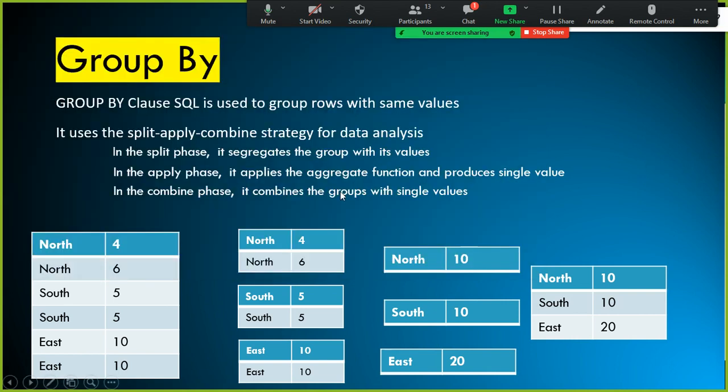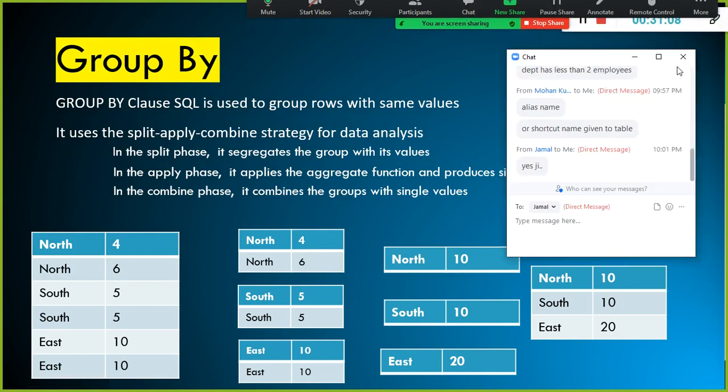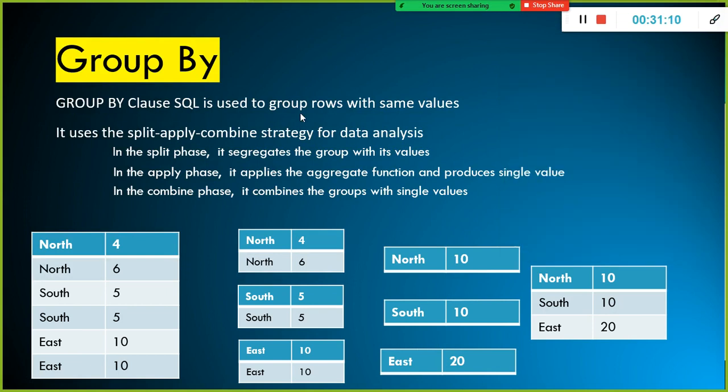Group by is just aggregating the values for the groups, in simple terms, in one liner. Group by clause in SQL is used to group rows with the same values. In the case of group by, behind the scenes, these 3 steps are carried out.